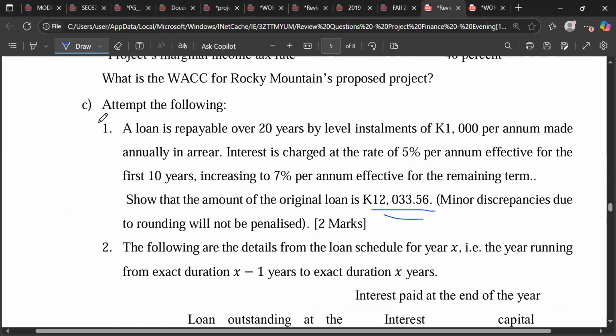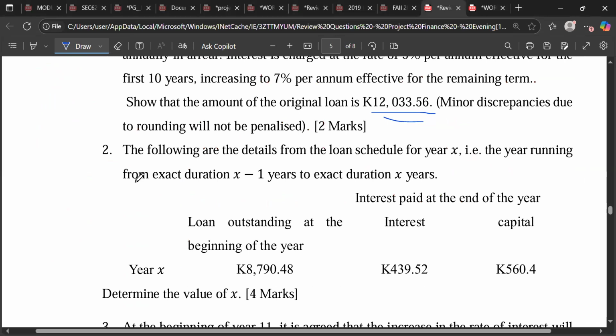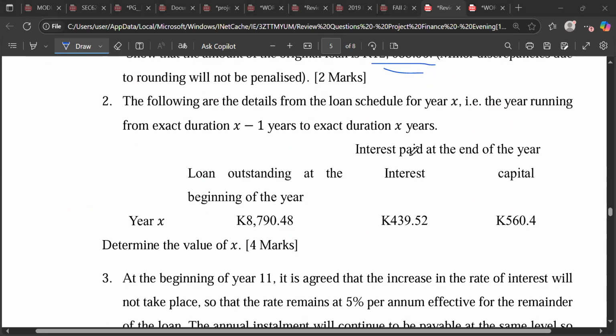So we handled the first one, done. Part 2 says the following details. Follow the details of a loan schedule from year X. This means that it's running from X minus 1 years to X. Now, the loan outstanding is given at year X. Interest paid is here, capital is here. Determine the value of X.